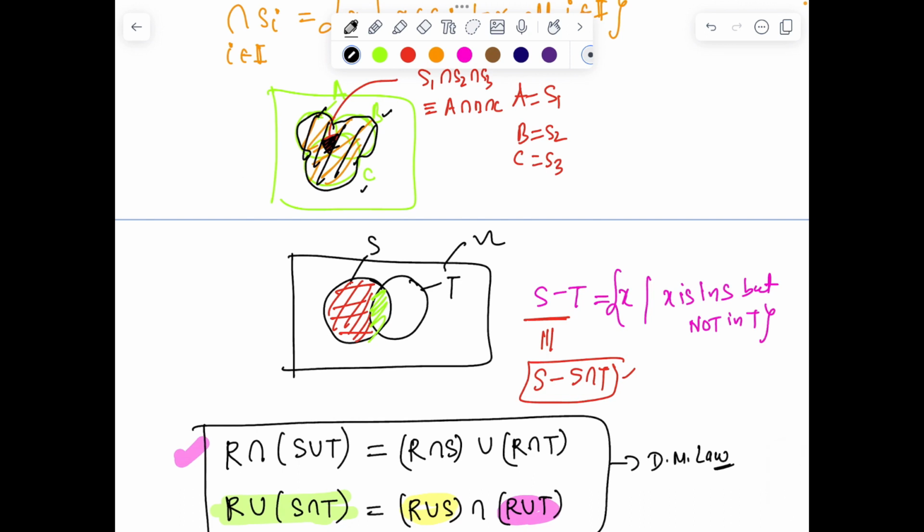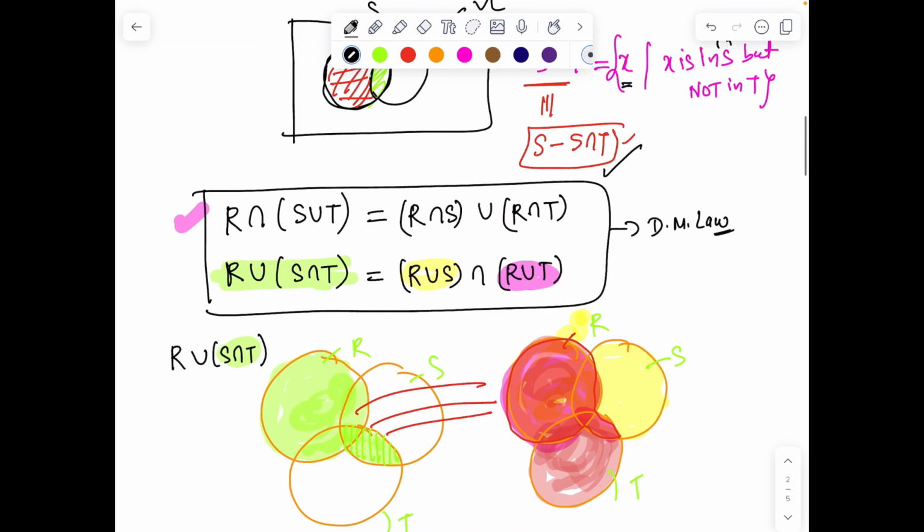There is something called S minus T. It is all x such that x is in S but not in T. So out of this total S, I can take away S intersection T. Now there are two important laws, which are De Morgan's laws. One is R intersection (S union T) is (R intersection S) union (R intersection T), and R union (S intersection T) is (R union S) intersection (R union T).